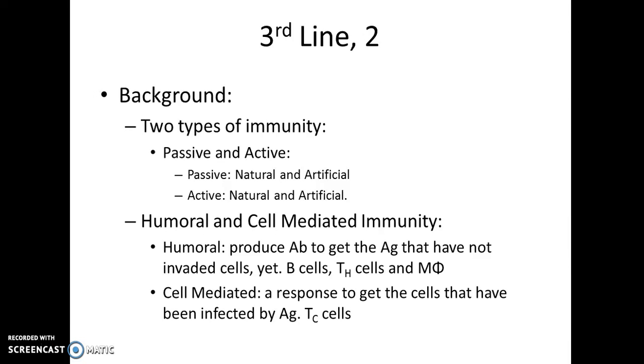The humoral and cell-mediated immunity: humoral, you produce antibodies to get the antigens that have not gotten into the cells yet. And in order to do that, you need B cells, T helper cells, and macrophages. Where the cell-mediated response is when the cell has already become infected and now you need to kill the cell to get rid of the pathogens, and that occurs with TC cells or cytotoxic T cells.